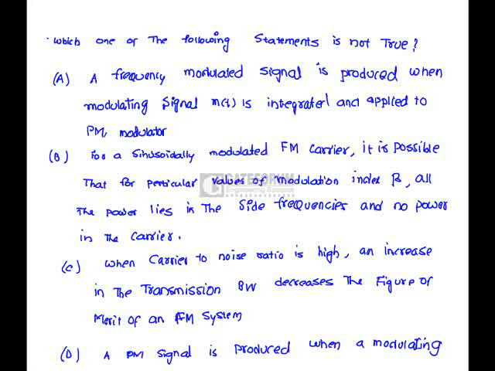Okay, this is also a true statement because at certain values of beta, the Bessel function is going to be 0 at the carrier. Similarly, statement D is also correct because a PM signal is produced when a modulating signal is differentiated and applied to a frequency modulator. The wrong statement is only C, hence option C is correct.